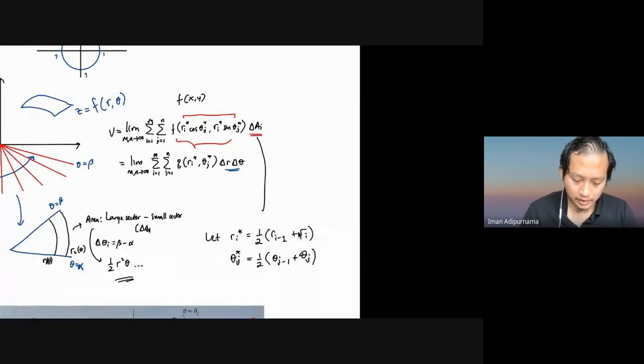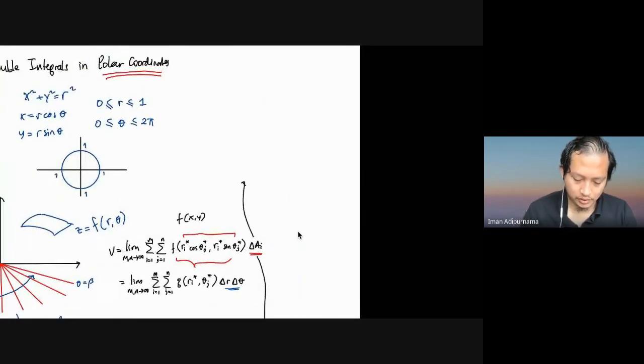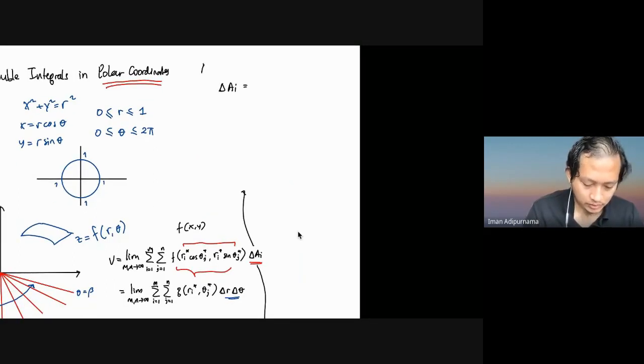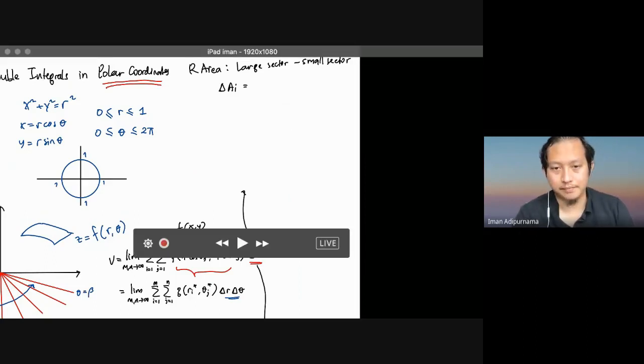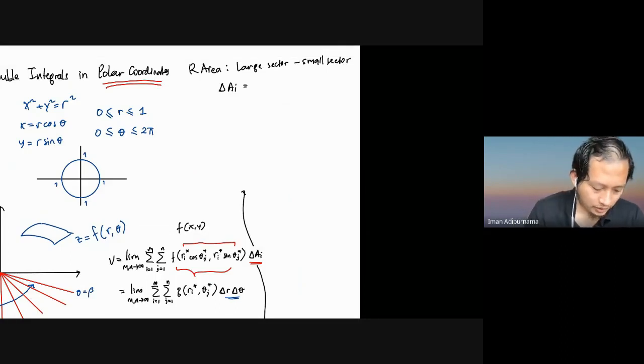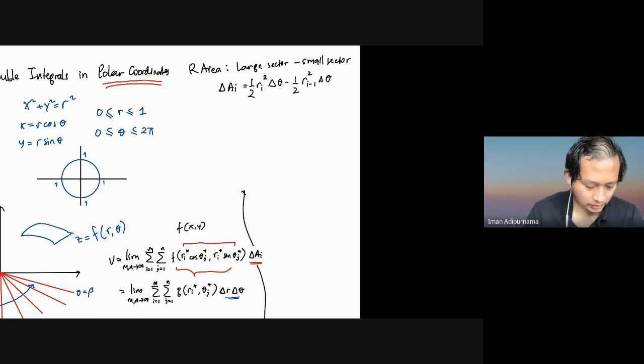Now for the delta A, based on what we have here, let me put here delta A. We can write down this area: the R area is the large sector, right? Minus the small sector. Now we can take the large sector. It's half Ri squared, and then minus half Ri minus 1 squared, delta theta.